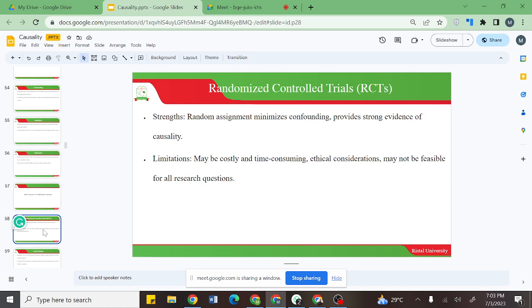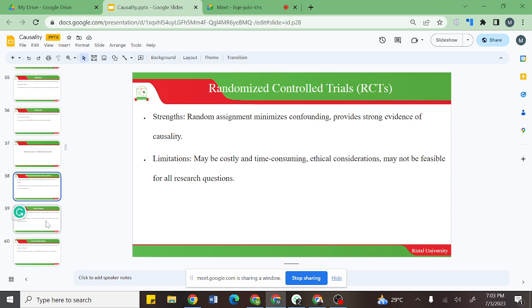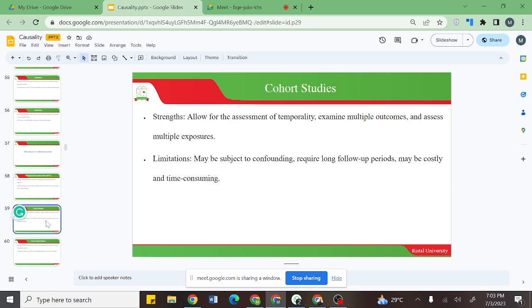The challenge is that it takes a lot of resources, it takes a lot of time, and sometimes you don't want to inject people with organisms that can cause disease. So that raises ethical issues, and you don't want to be involved in that. So sometimes it is not possible to do it all the time. So we end up with the other studies, which we call observational, which include the cohort and the case control. Here you don't really manipulate.